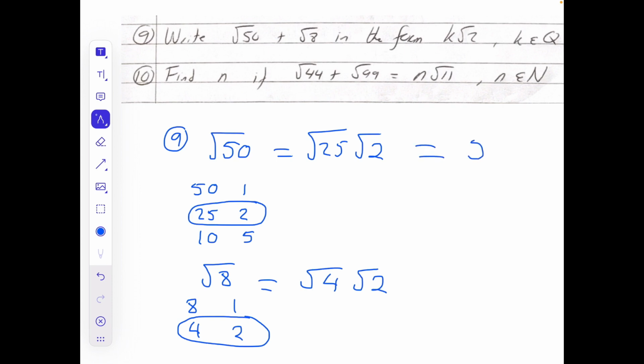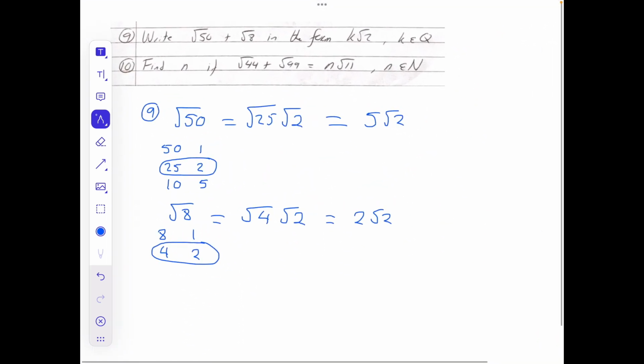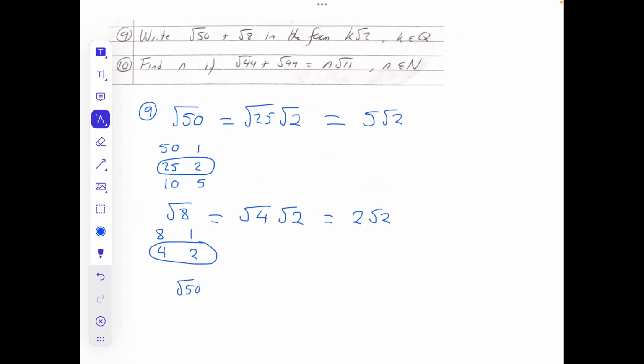Square root of 25 is just 5 root 2. And square root of 4 is 2 root 2. Okay, so now if I want to add square root of 50 plus square root of 8, I can actually add 5 root 2 plus 2 root 2. If I have 5 of them and I have 2 of them, in total I have 7 root 2's. Okay, so that is root 50 plus root 8 in the form k root 2. That is all there is to it.